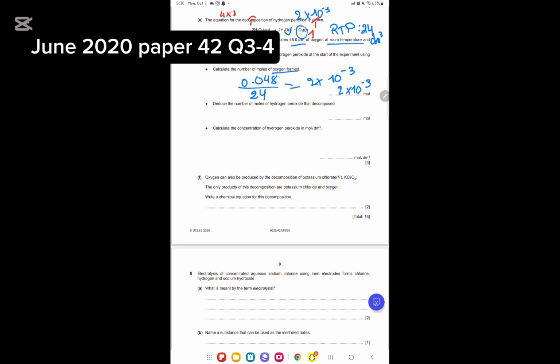It will be 4 times 10 to the negative 3. So here, 4 times 10 to the negative 3. Now they're asking us to calculate the concentration of hydrogen peroxide in mole per decimeter cubed. So we have the total moles of hydrogen peroxide, which is 4 times 10 to the negative 3. We're going to divide it by the volume they gave us, which is 25 centimeter cubed. If you want to change it to decimeter cubed, we divide by 1,000, and we're gonna get 0.025. So then we are gonna get 0.16 mole per decimeter cubed.